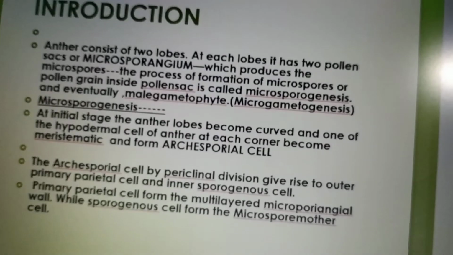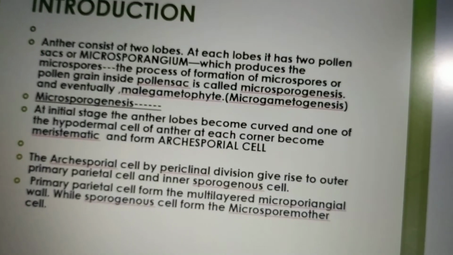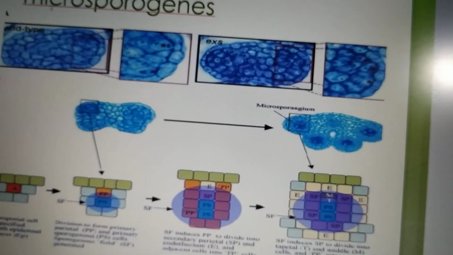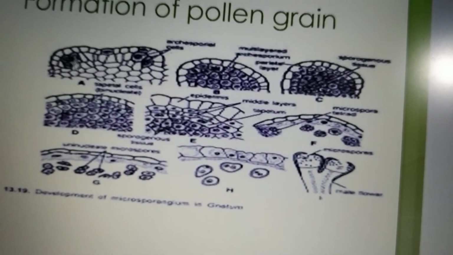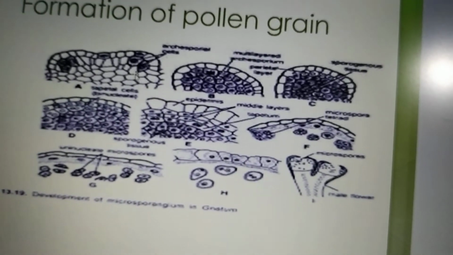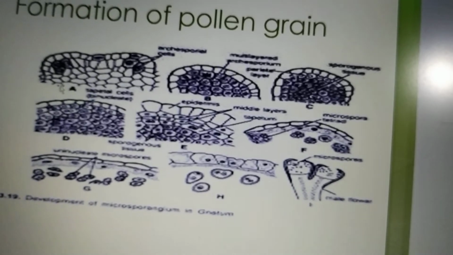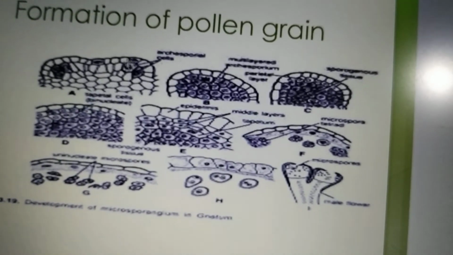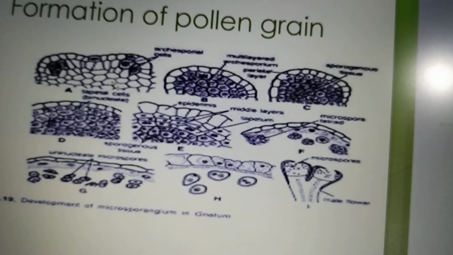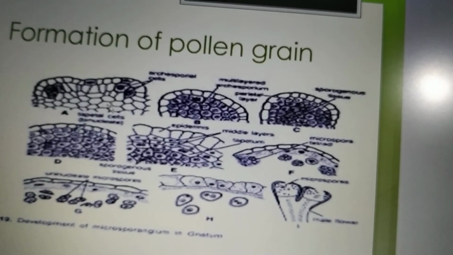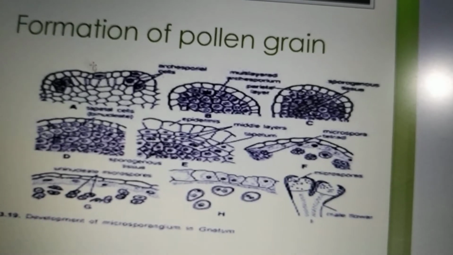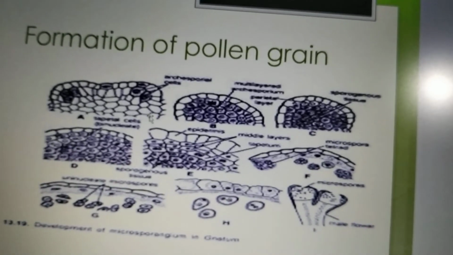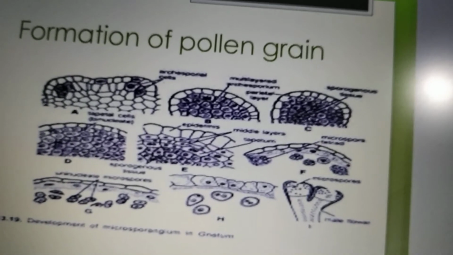And how are they formed? At each corner of the anther, one of the hypodermal cells becomes meristematic and forms the archisporial cell. So at each corner one cell becomes meristematic to form the microsporangium. So how many microsporangia are found at each corner? One microsporangium. So in an anther 4 microsporangia are formed, and inside them microsporogenesis occurs.